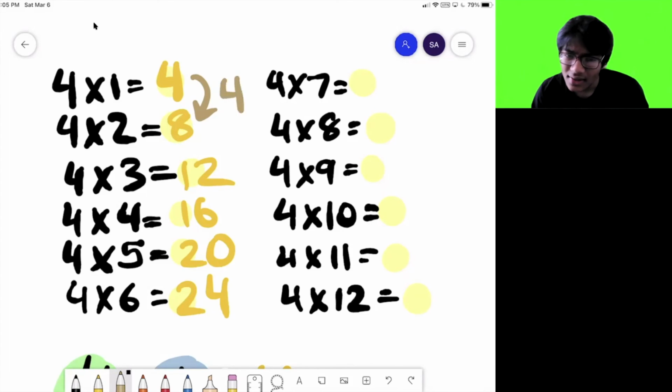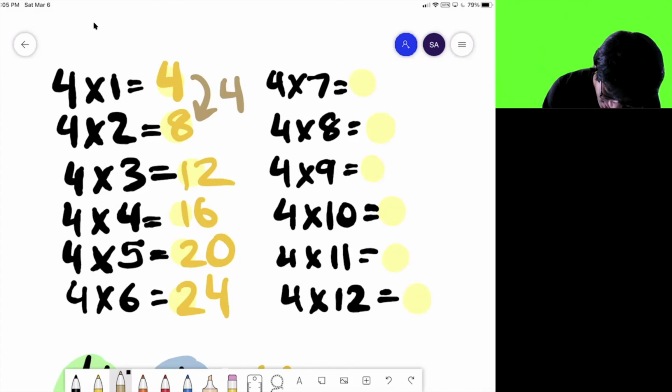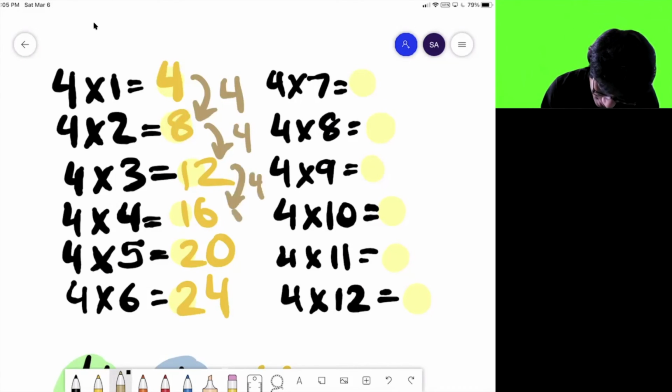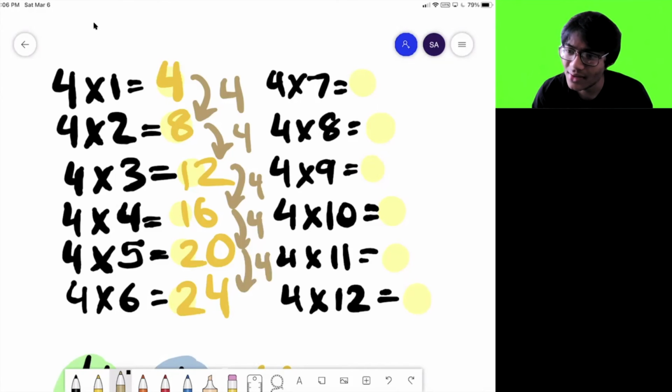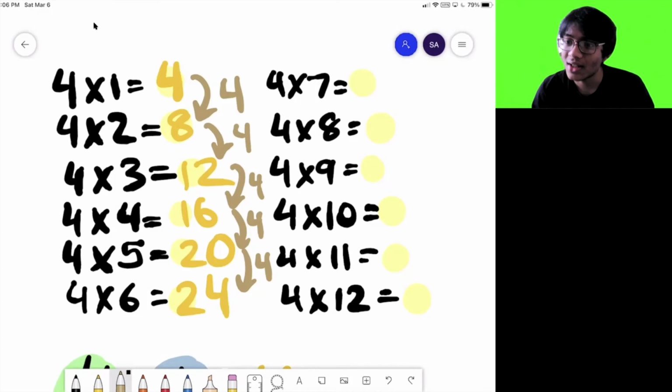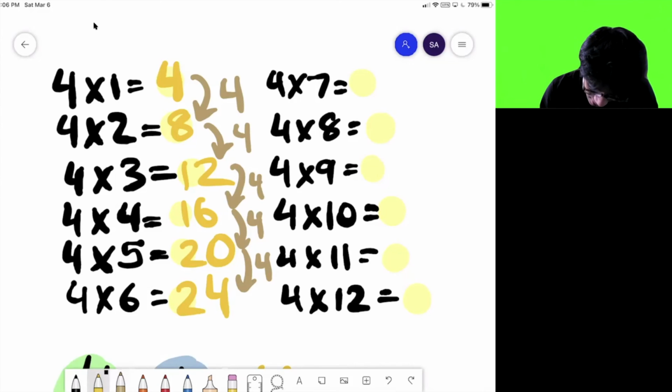It's 4, right? What's 12 minus 8? It's 4, right? What's 16 minus 12? It's 4. What's 20 minus 16? It's 4. What's 24 minus 20? It's 4. So you can use that pattern to think up what the next number should be. If this is 24, well, what's 4 more than 24? In other words, what's 24 plus 4? It's 28. You see? That's the trick.